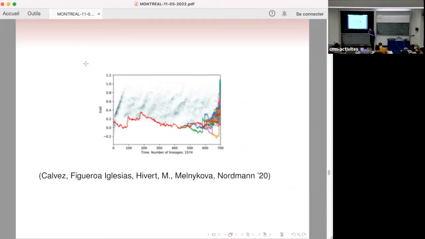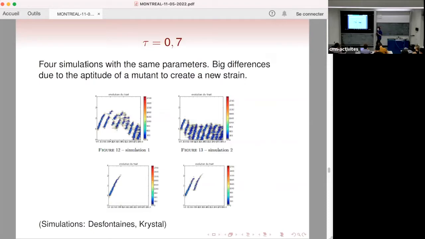So the question we have now in mind, which is fascinating from the probabilistic point of view, is how to keep track of a very small number of individuals in a large population approximation.